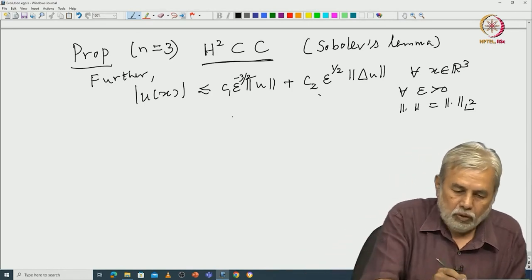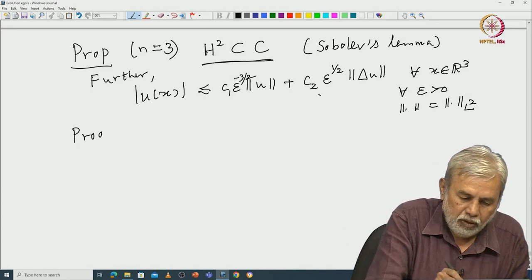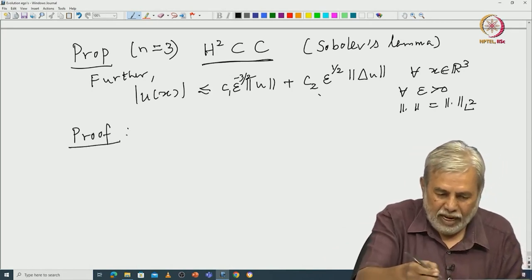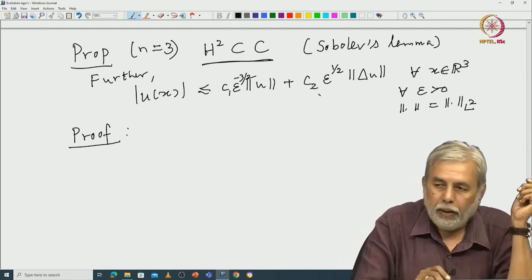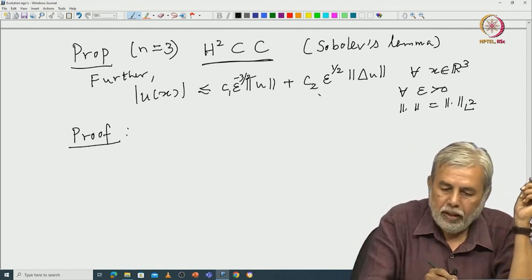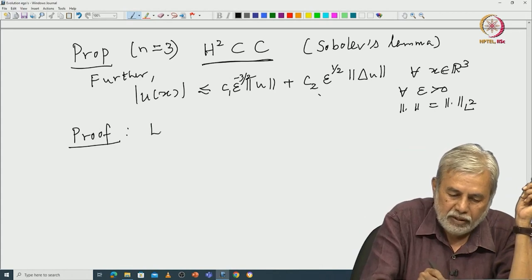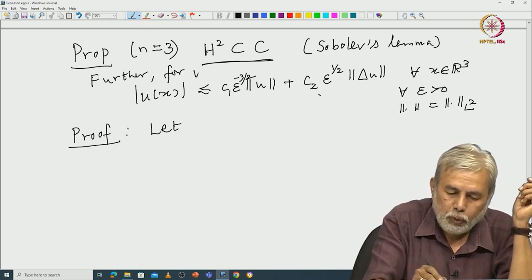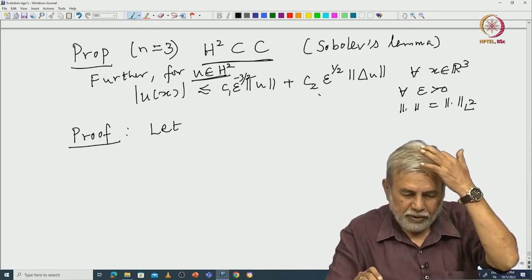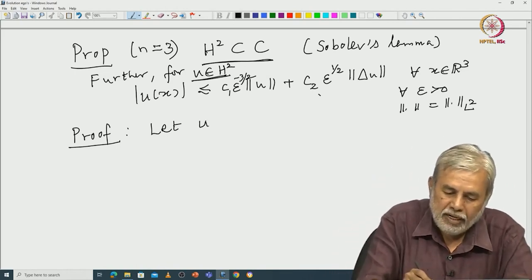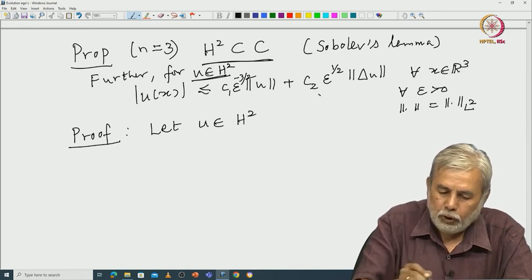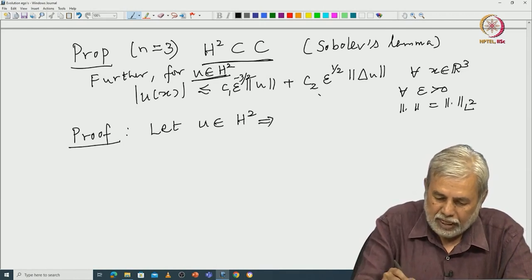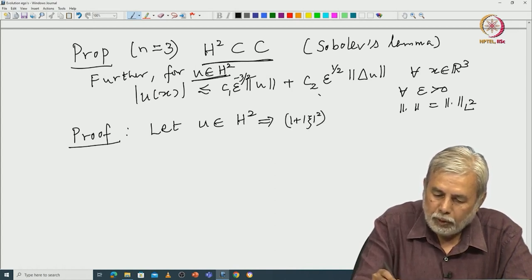Okay. So, proof. Since you are working in the whole space, this is for u in H 2. So, that is, for u in H 2 we have this estimate. So, let u be in H 2. Using the Fourier transform definition, we see that 1 plus mod xi square times u cap is in L 2.